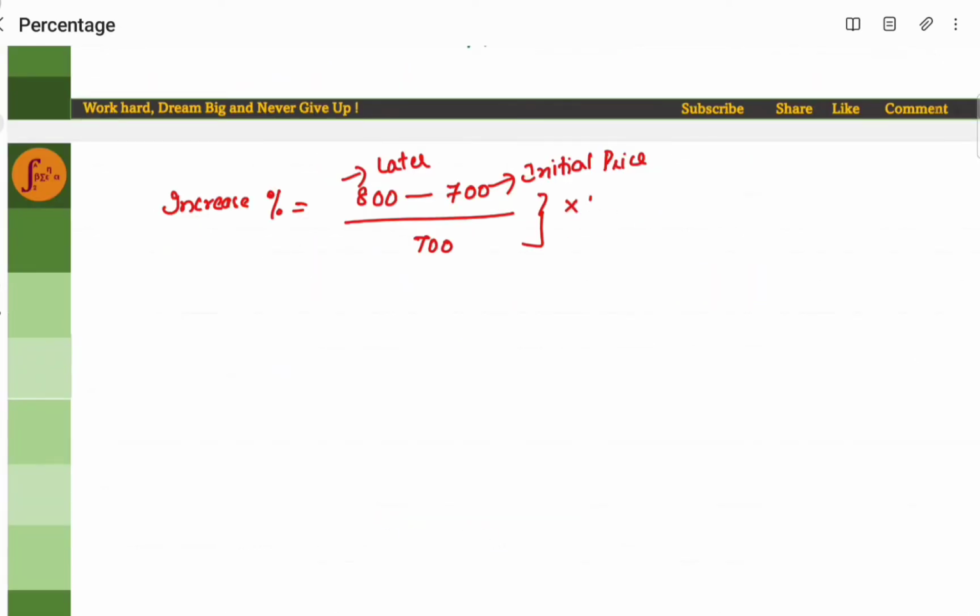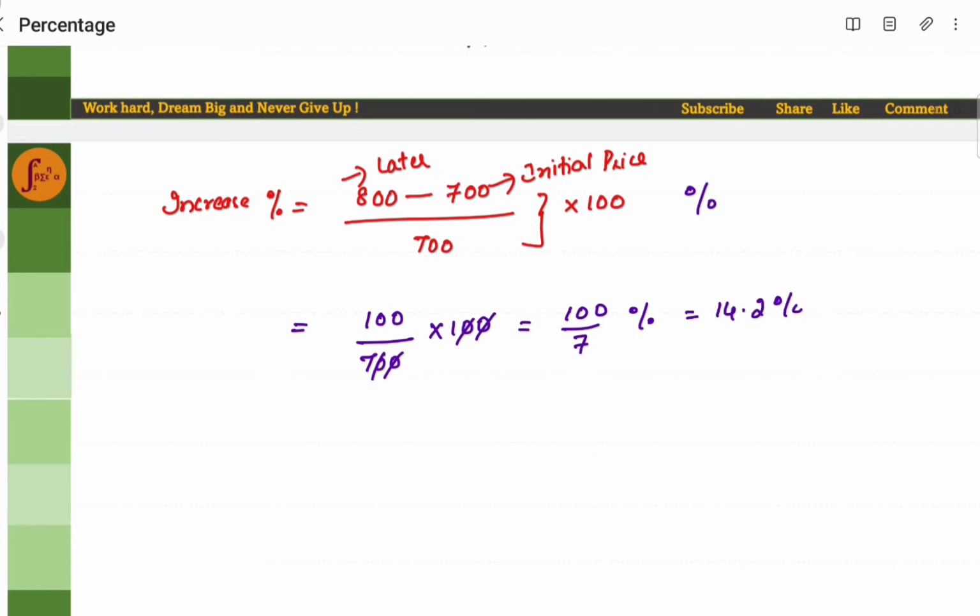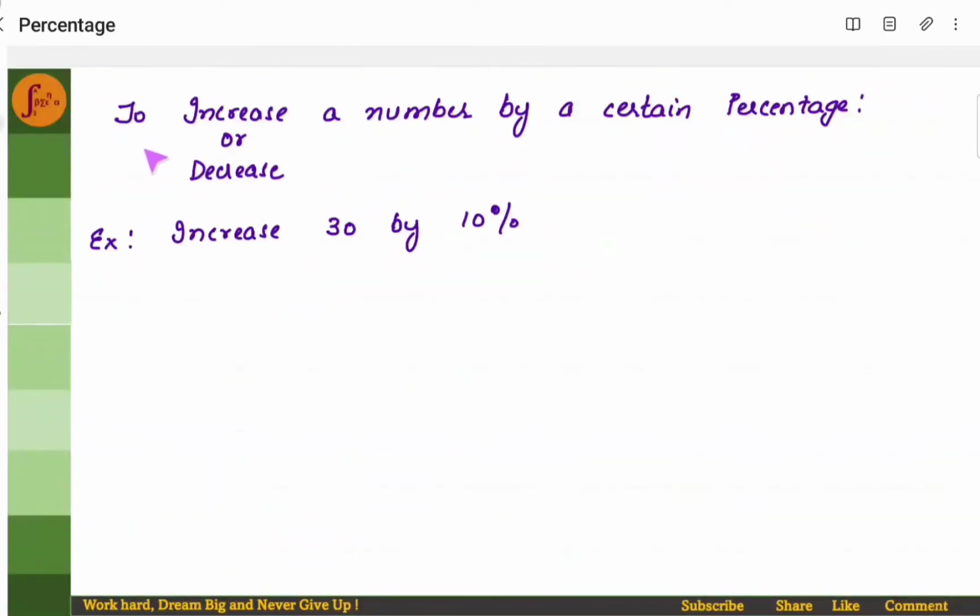And then I have to multiply by 100. Let's not forget that. I have to multiply by 100 because I have to find it in percentage. So 800 minus 700 will be 100, by 700, into 100. This will get cancelled, so I'll be left with 100 by 7 percent. What is 100 by 7? It is 14.2%. So remember to put the percent symbol and multiply by 100. This is very important.